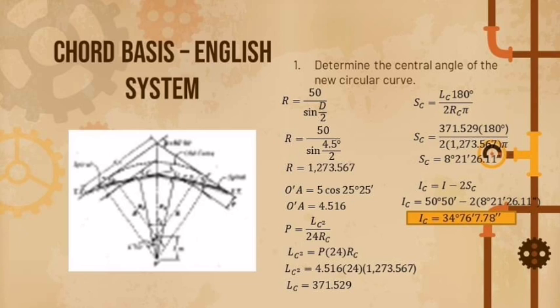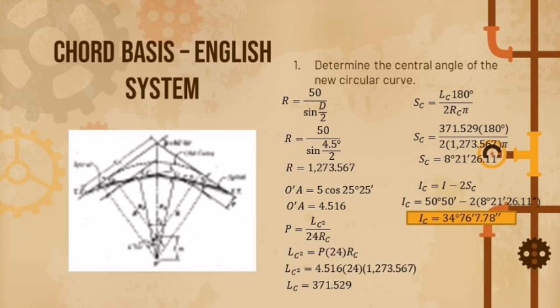371.529. So the next one is SC. So to get SC, our formula is SC is equals to LC 180 degree over the 2RC pi. So again, substitute the given or the value to the formula, and you will get the answer of SC is equals to 8 degree 21 minutes 26.11 seconds.